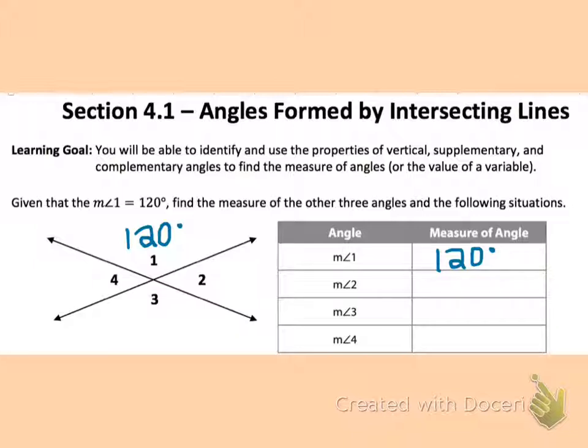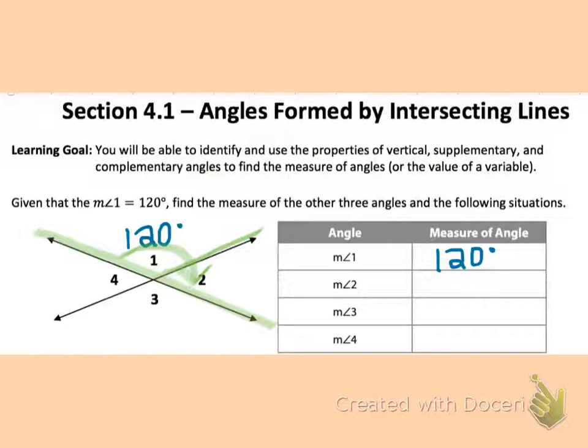Well, if we think about some of the things we've learned about angles, one angle that I see here in this drawing is a straight angle. Remember, a straight angle is an angle that is 180 degrees. So this angle right here is actually made up of two smaller angles, angle 1 and angle 2, and that's called a linear pair. So that's another term we've learned, right?